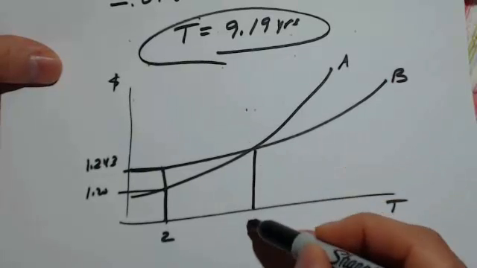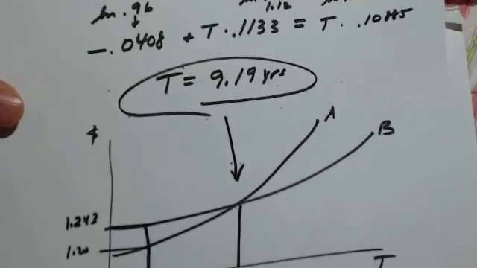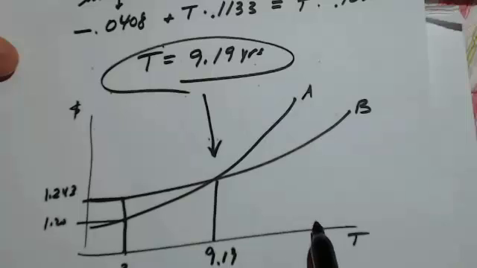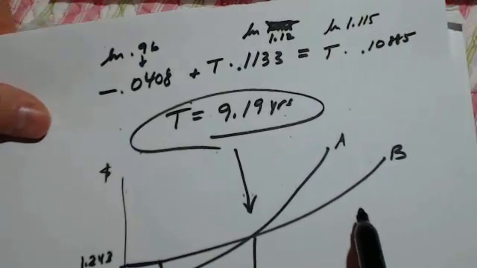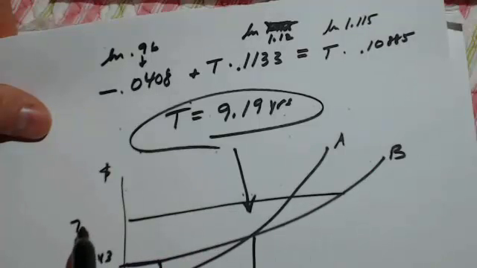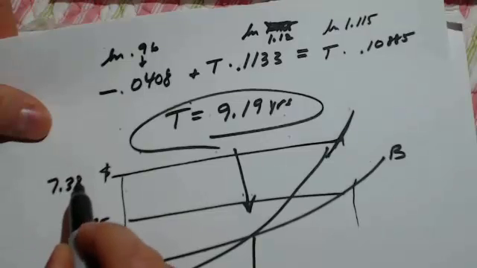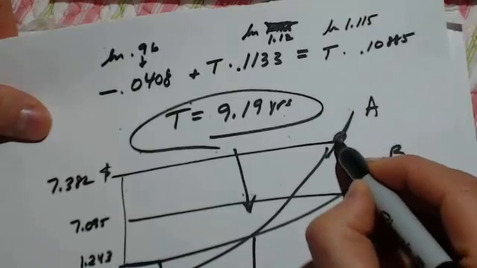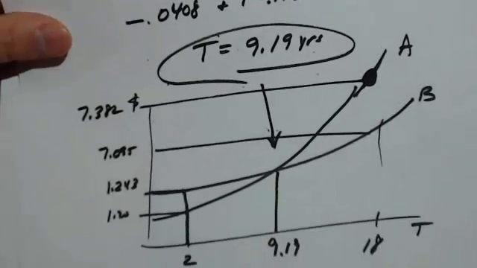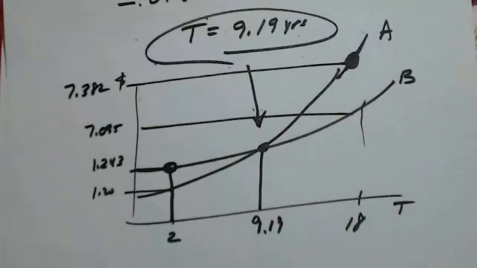Then at the 9-year mark, which is 9.19 years, we're indifferent. And then at 18 years, B comes out to be worth 7.095, and A comes out to be 7.382. I didn't draw it very well. So A is the winner for an 18-year horizon, but B is the winner on the 2-year horizon. You're indifferent at a little over 9 years, and that's how you would draw that graphically.